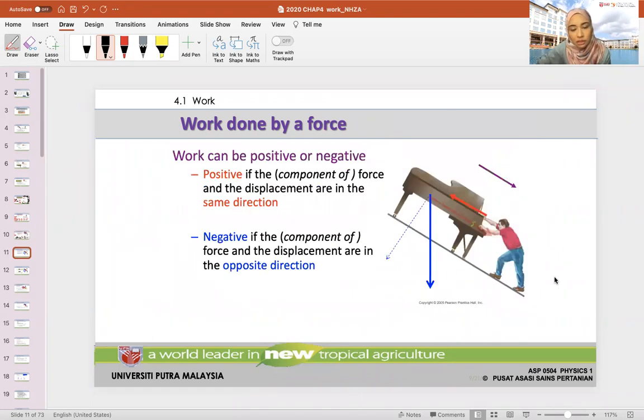Okay, so work can be positive and negative. I already showed you that. Positive if the component of force and displacement are in the same direction, and negative if the component of force and displacement are in the opposite direction.